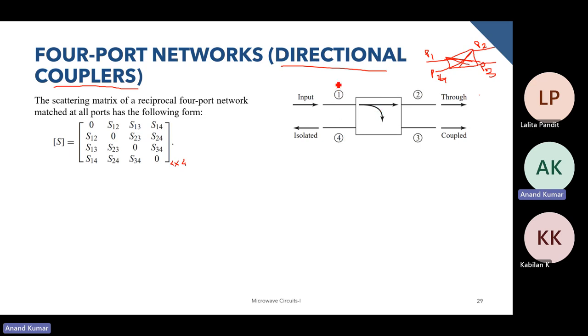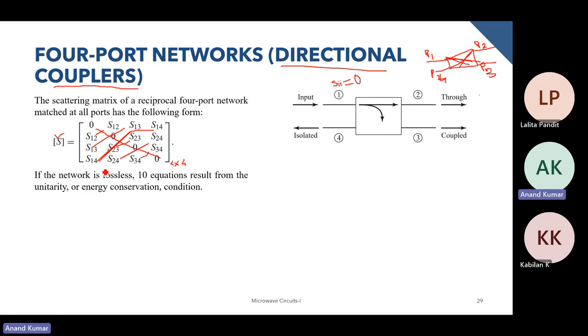If all the ports are matched, the Sii will be equal to 0. All the diagonal elements are 0 now. If it is also reciprocal, then this S matrix will be symmetric, and hence we will have these elements equal. Now, if this network is also lossless, then we will have 10 equations from the unitary condition.